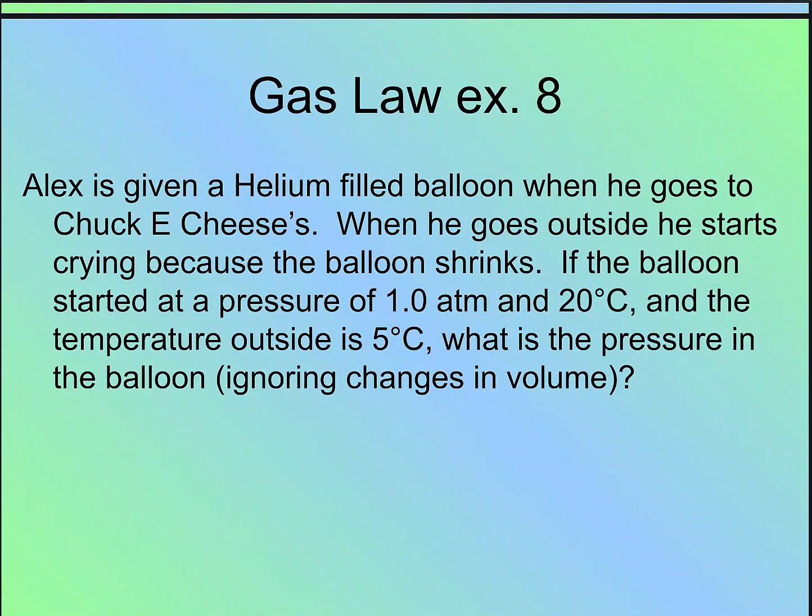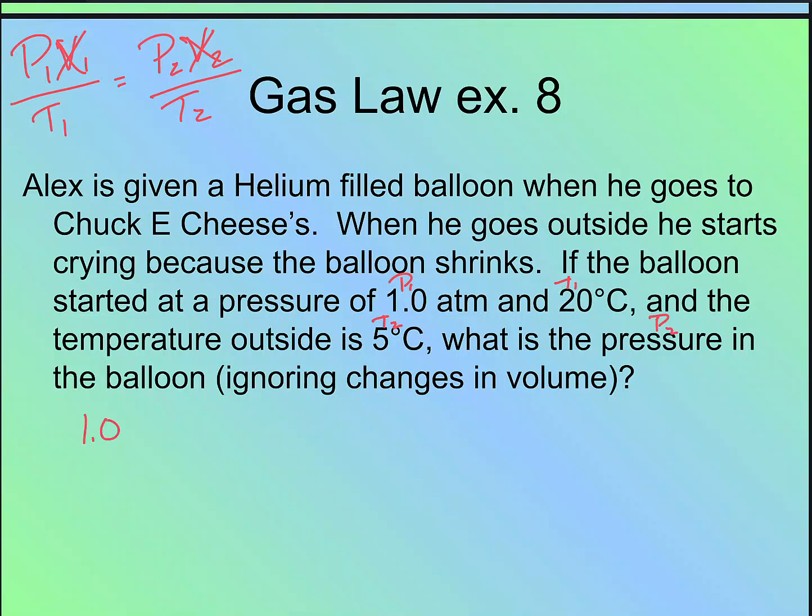In this one, Alex is given a helium-filled balloon when he goes to Chuck E. Cheese's. When he goes outside, he starts crying because the balloon shrinks. If the balloon started at a pressure of 1 atmosphere, that's my first pressure, P1, and 20 degrees Celsius, T1, and the temperature outside is 5 degrees Celsius, T2, what is the pressure in the balloon, P2? Again, I remind myself of my formula, P1 V1 over T1 equals P2 V2 over T2. I have no volumes, so volumes are going to cancel out, and it's just going to be P's and T's.